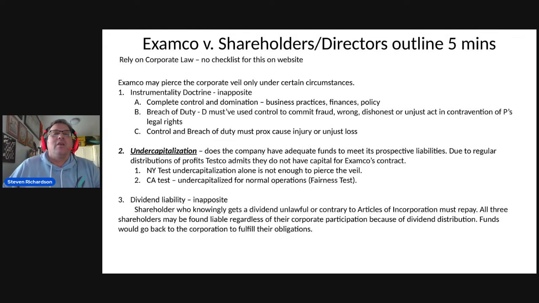Okay, now against Examco versus shareholders, Examco may pierce the corporate veil only under certain 3 circumstances: instrumentality, undercapitalization, and dividend liability. The first and third do not apply, but you might want to mention it so that you know what you're talking about, and then focus on undercapitalization. And there's 2 tests: New York test, California test. New York is more stringent about piercing the veil. California test is the fairness test.